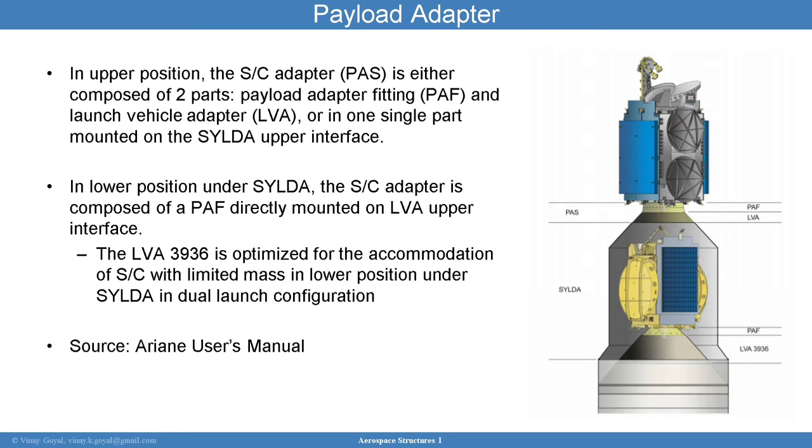In lower positions, the spacecraft adapter is composed of a PAF, a payload attach fitting. So you can see here you have a payload attach fitting. And then you have a structure that's keeping the spacecraft attached to it. In the configuration you're seeing here, there are two spacecraft. So we call this a dual launch configuration, but you could have even a single one if you would like.